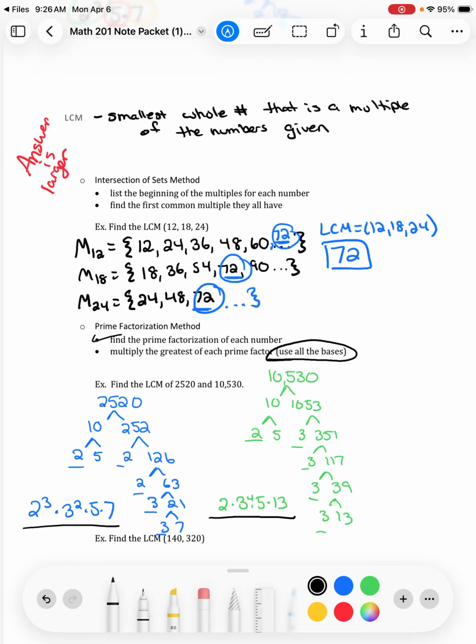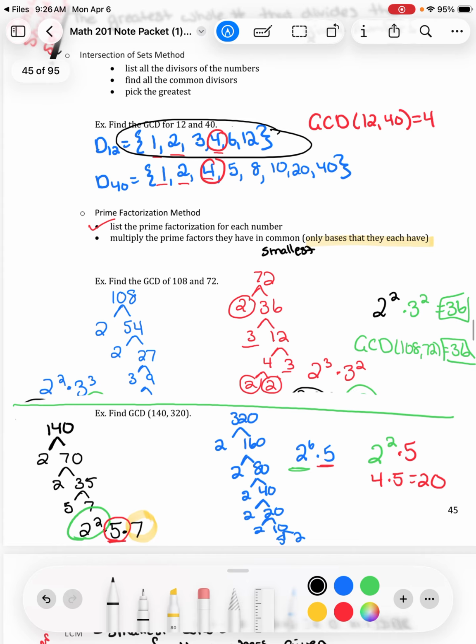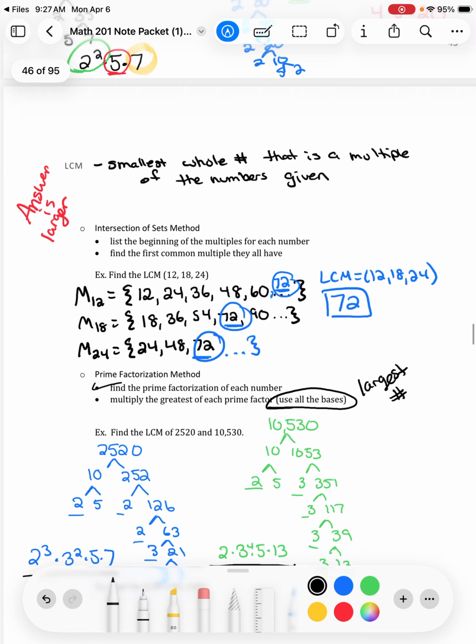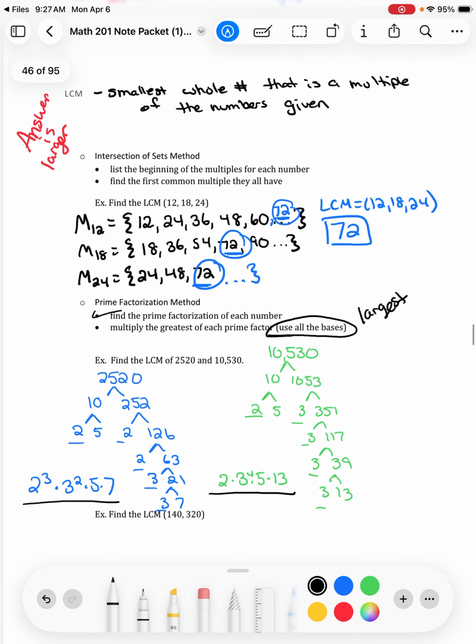And we're going to use the largest. So we want to use the largest number. Before, we were going with our smallest. So between 2 squared and 2 cubed, I went with 2 squared because I was getting the greatest common divisor. Divisor meant small. Now I'm going with my largest. So I'm going to always choose largest.